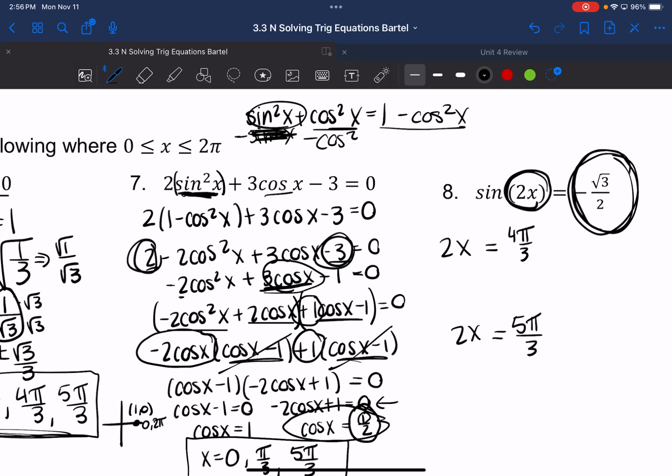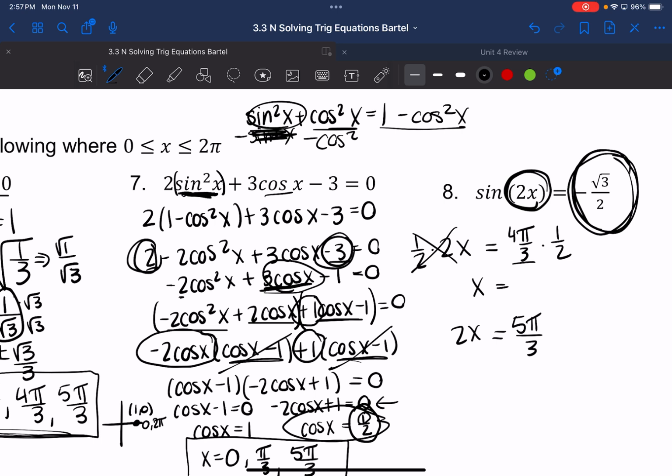All right, so it said 2x equals 4 pi thirds or 2x equals 5 pi thirds. I don't want 2x, I want x. So how can I get rid of the 2? Divide by 2, which is the same as multiplying by 1/2. If I divide this by 2, I end up with a fraction over a fraction, so I'm going to multiply by 1/2. Either way, that goes away.